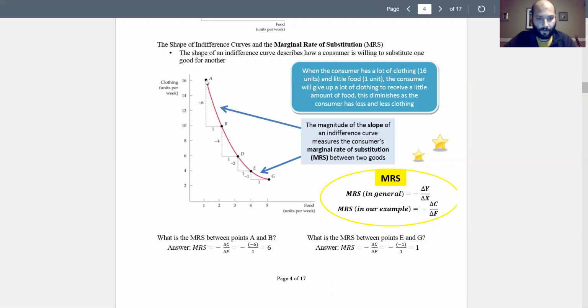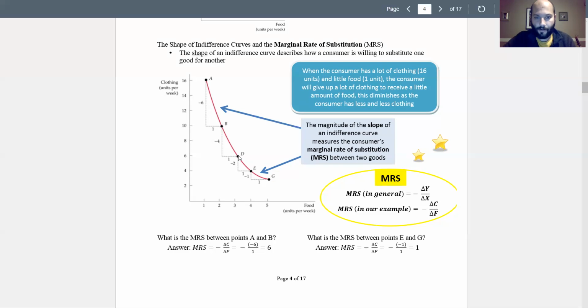And again, if you're looking at points A and B, what it's showing us is that the consumer was willing to substitute, or trade, 6 of their clothing to get 1 additional food. And that made them equally happy as they were before. All right, now that the consumer has 2 food, the consumer is now willing to substitute or trade 4 more of their clothing for an additional food, and that makes them equally happy.